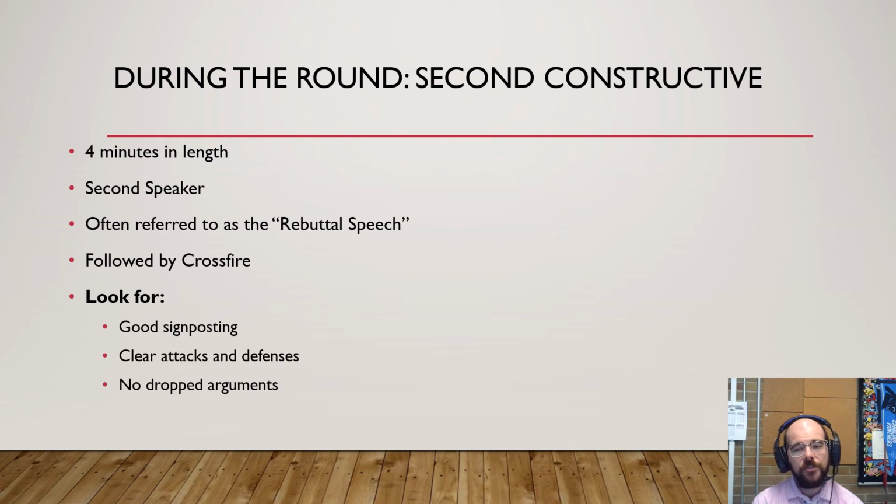The second constructive speeches, after our first crossfire, are also 4 minutes in length. These are delivered by the second speakers on each team and are often referred to as a rebuttal speech. They're followed by another 3-minute crossfire period. During these speeches, you should be looking for good signposting, meaning debaters should tell you which argument they are addressing and when they are addressing them.